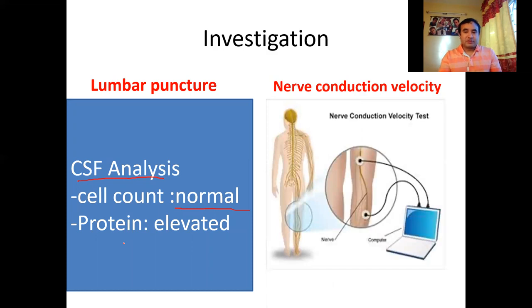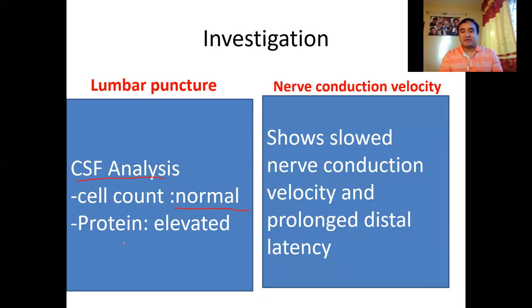The second test that we need to do is the nerve conduction velocity test, called NCV, where we can differentiate whether it's the axonal type or the demyelinating type. In the demyelinating type, the nerve conduction velocity is slowed because of the loss of saltatory conduction, and there is a prolonged distal latency. When you give the stimulus, it will take more time than usual. That's called the prolonged distal latency. It's the usual finding of GBS, but if you do it after weeks, you may also get the finding of axonal neuropathy even in GBS. Okay, so these are two important tests.